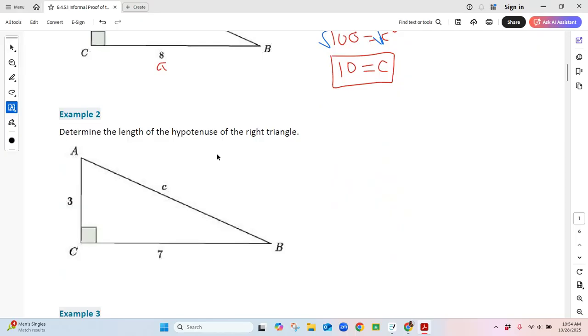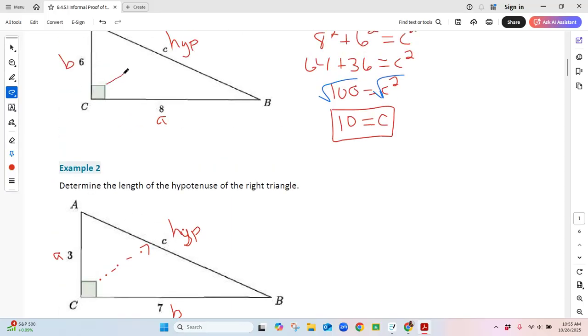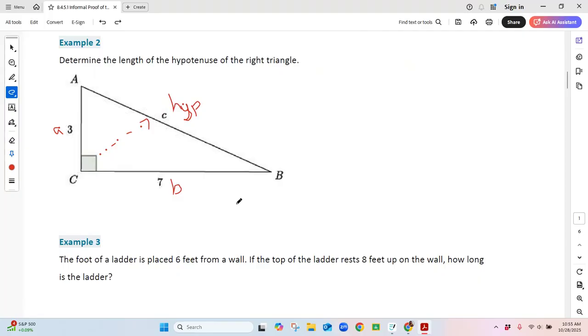Pause the video and put this one in your notes. I'm now going to label these. This one is A, this one is A, and this one is B. And this one is B. My C is my hypotenuse. I know that because it's directly across from the right angle. Same with my first one. I knew that this was my hypotenuse because it's directly across from my right angle. All right, let's do it. Step 1, identify the parts. Done. Step 2, write the Pythagorean theorem.